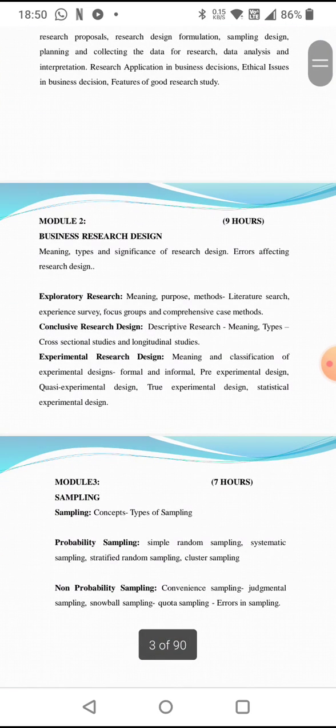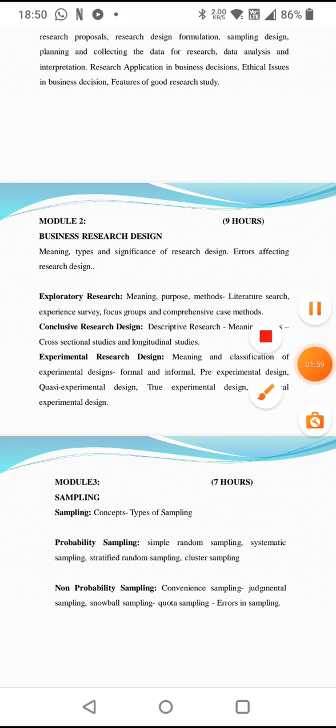So in the second module, you will be learning about the business research design, that is what exactly you mean by a research design document, the different types of that, the significance, and also errors which might happen while creating the document. And also they have dealt deep into the different types of business research design documents, that is exploratory research, conclusive research design, and experimental research design.